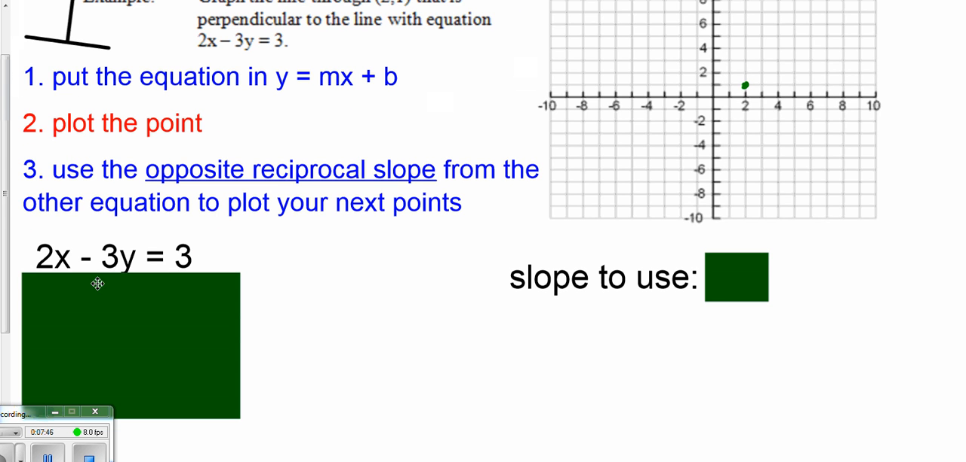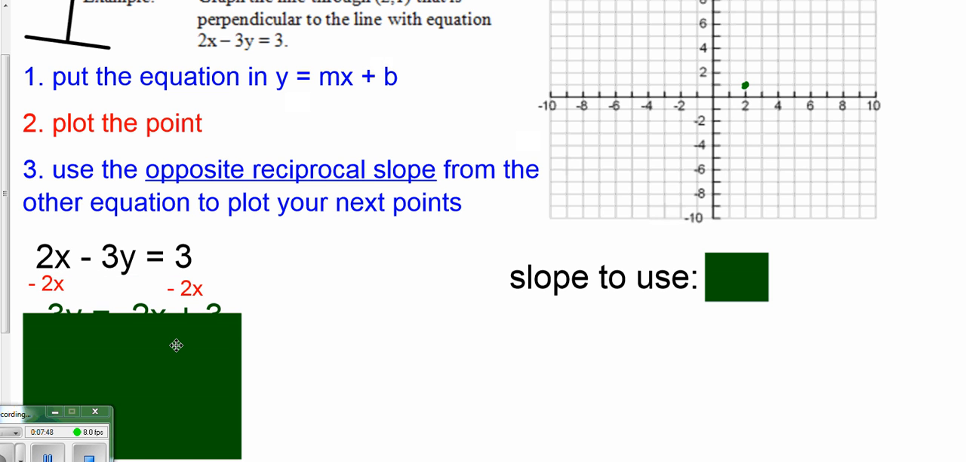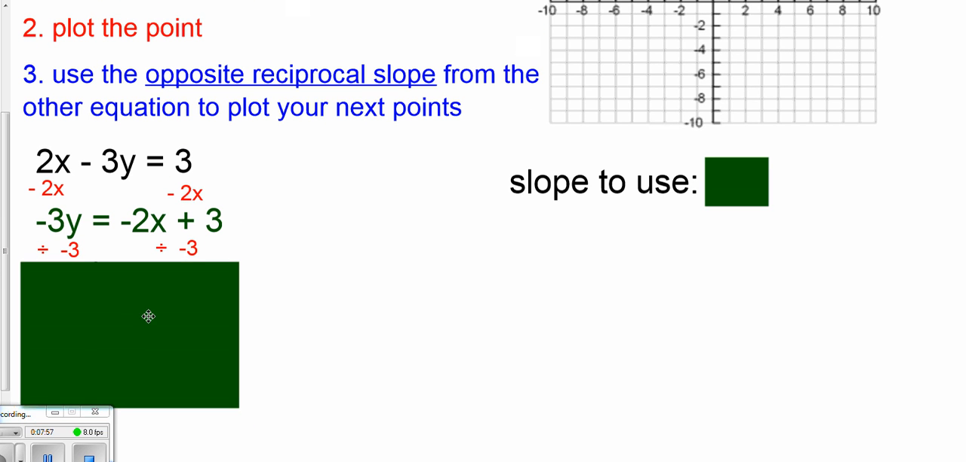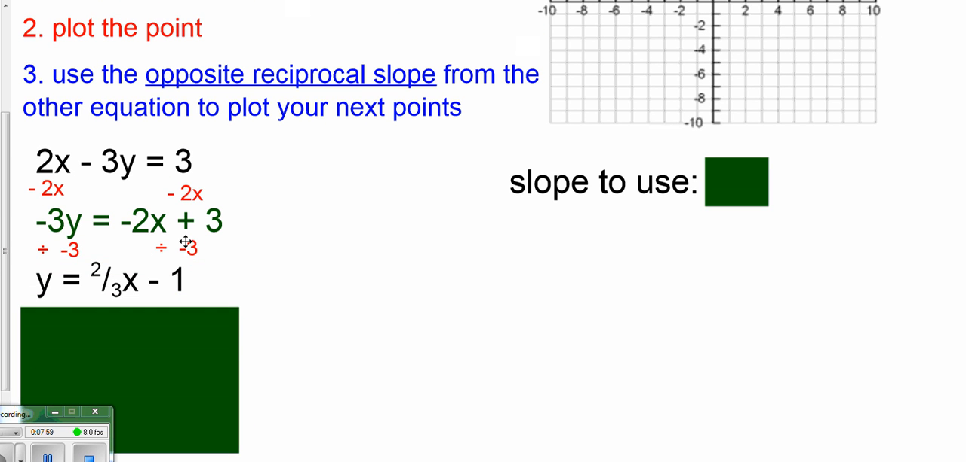So we need to get this into y equals mx plus b, subtract 2x from both sides. We'll have negative 3y equals negative 2x plus 3. Divide both sides by that negative 3. Negative 2 divided by negative 3 is positive 2/3. Positive 3 divided by negative 3 is a negative 1. So this is the slope from the other line.